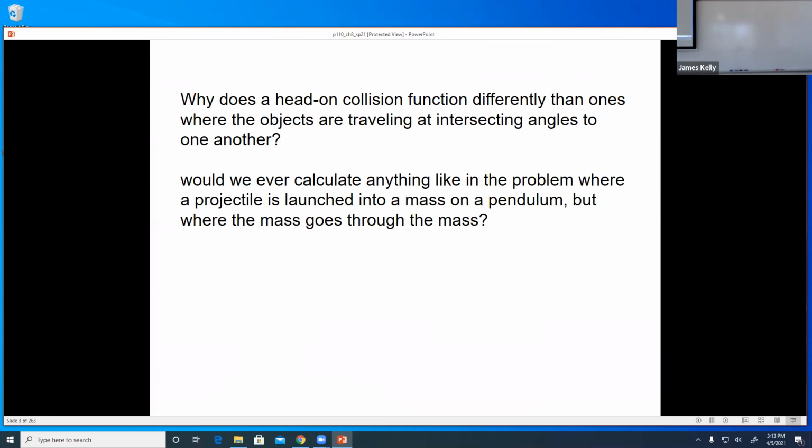Why does a head-on collision function differently than the ones where the objects are traveling at intersecting angles to one another? The answer is, as long as you're given all the angles and you can figure out x and y components before, that would allow you to figure out x and y components afterwards, it's in principle no different. It's a little bit simpler if everything moves only along the x direction, both going in and going out, because then you don't have to worry about y components.